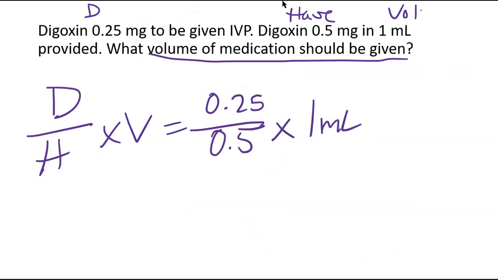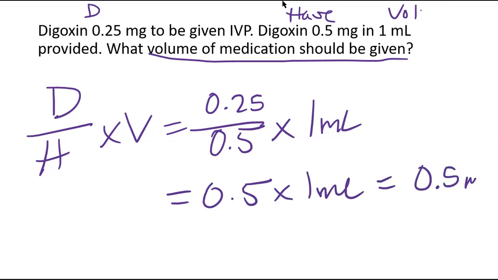So you take 0.25 divided by 0.5, which is going to be 0.5. Then 0.5 times 1 mL is going to be 0.5 mLs. And that's your answer.